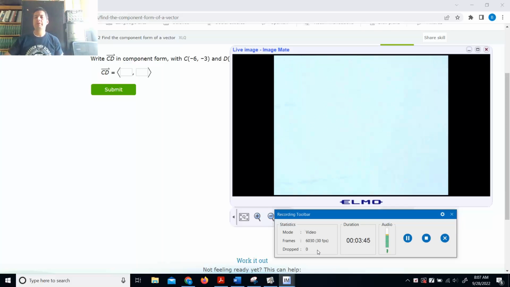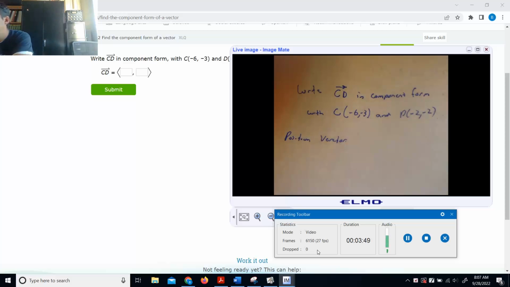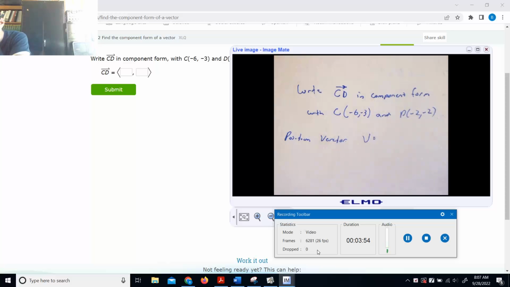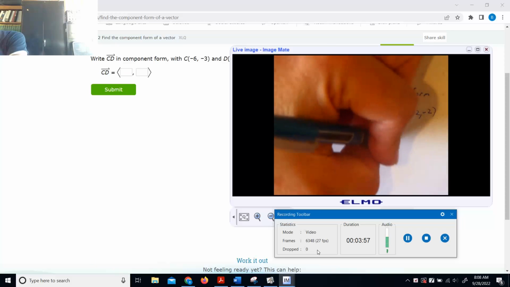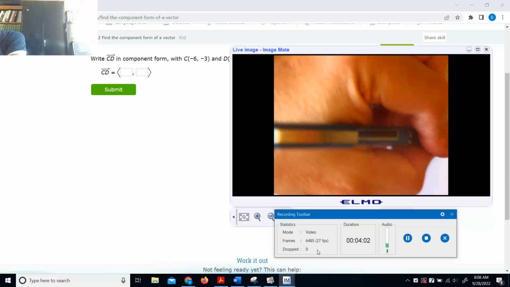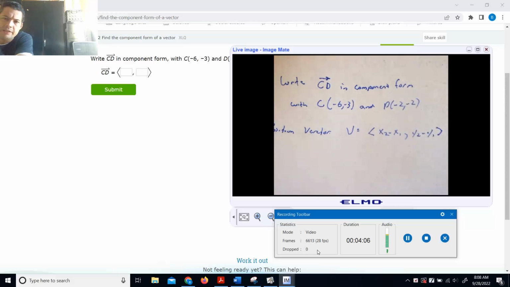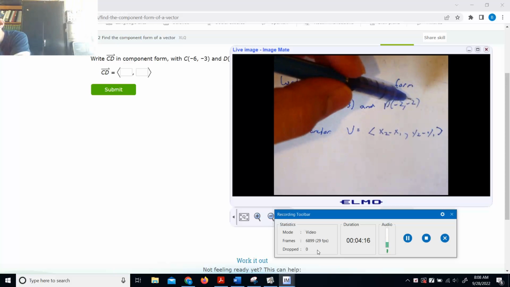So what they want here is what we call a position vector. Here's the problem. They want what's called a position vector, which we'll just call v. It is x2 minus x1, comma, y2 minus y1. That's all they're wanting. Nothing more. It's like the distance formula, but you're not finding the magnitude and squaring and stuff like that. So it's just kind of like slopes, all it really is. Because that's what component form is, actually, to some degree.